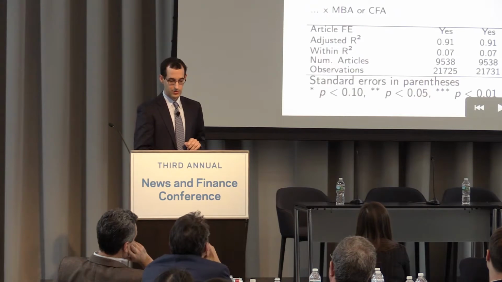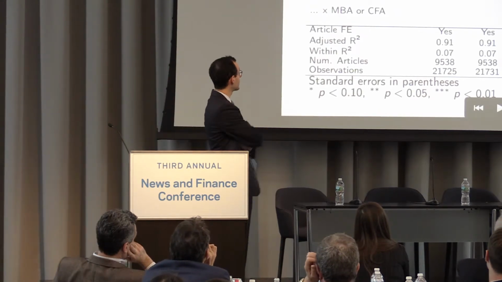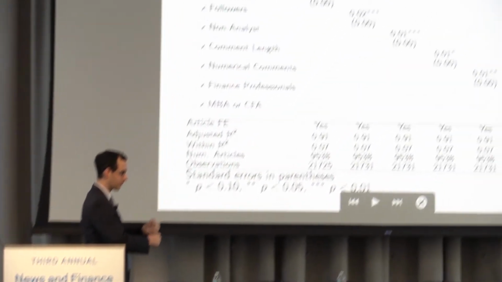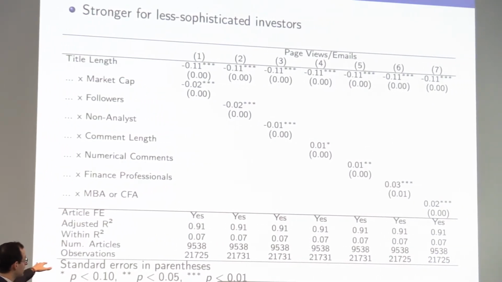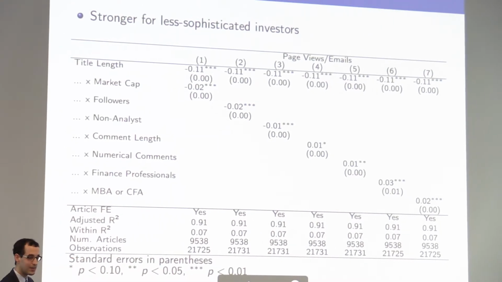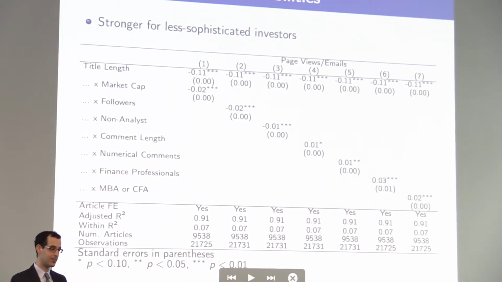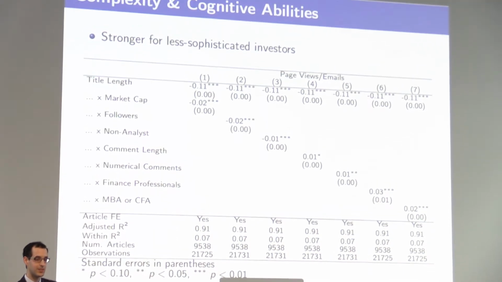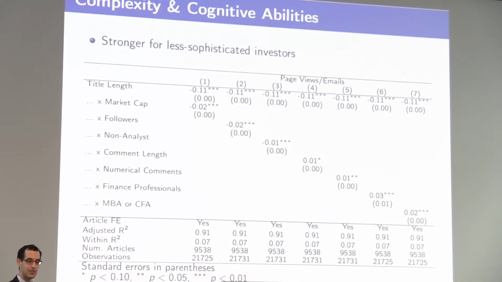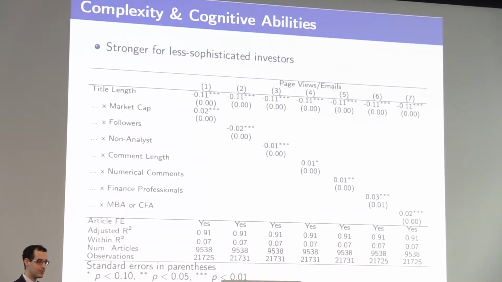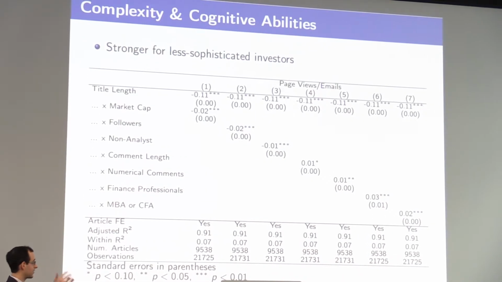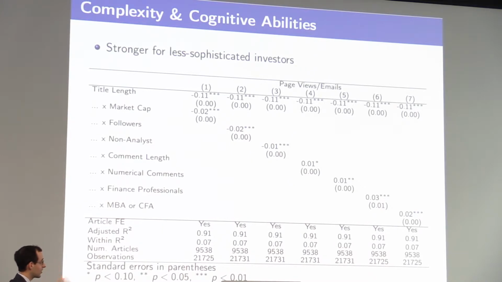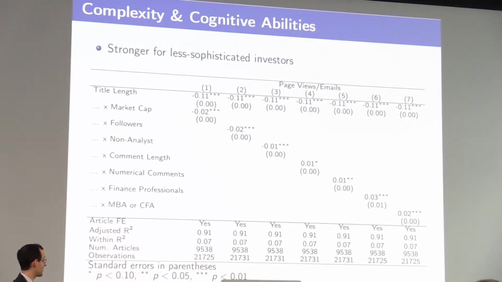Maybe this is all driven by mom and pop retail investor kind of person, right? So what I do in this table is I look at how the relationship with length varies with all of these other attributes. And so I'll just call out the last row, the MBA or CFA. There I look at the audience of the article, the people who received the article, and I say, do you have an MBA or a CFA from your profile? So you can see everyone's profiles, and they have a description. And CFAs are actually verified, MBA is not verified.